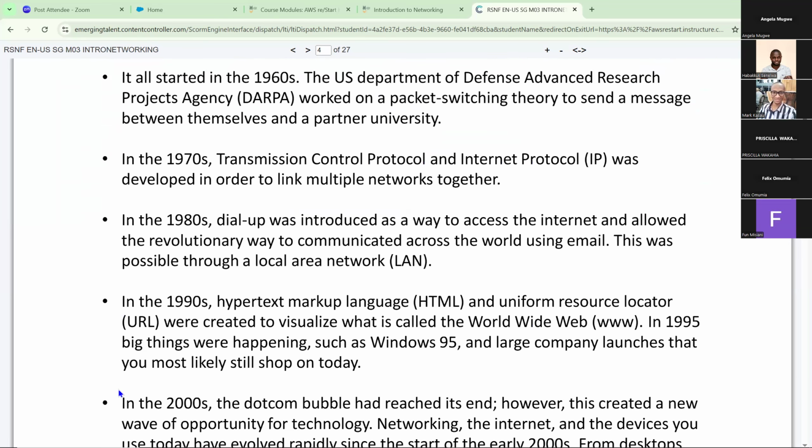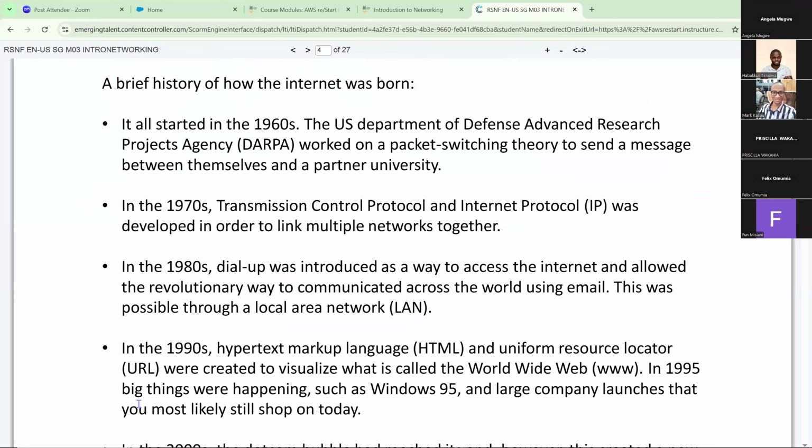So we are being told that the internet as we know it today all started in the 1960s, and it started with the US Department of Defense Advanced Research Projects Agency called DARPA, which worked on packet switching theory to send messages between themselves and a partner university. This was a project which brought together the Department of Defense in the US together with universities. So they were trying to share knowledge. To figure out how they can share this knowledge, they came up with what we call packet switching theory. So this one allowed them to communicate between themselves.